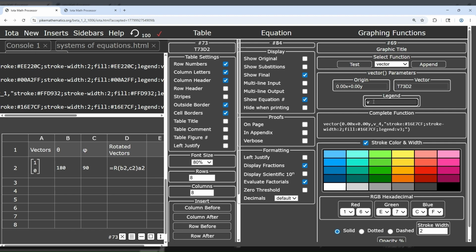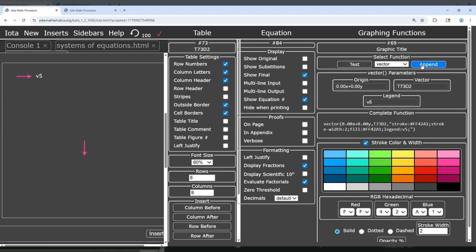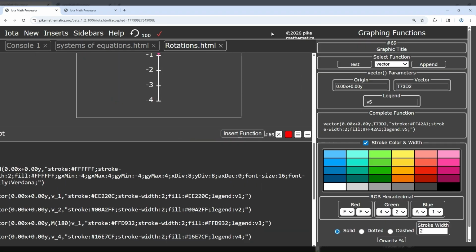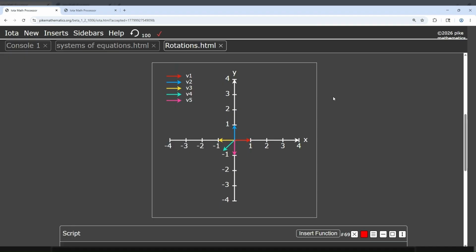I think we're up to vector 5 at this point. We'll make it pink. And I'm going to test this. Look at our graph. There it is. I'm going to append it. I'm going to close all these because it's getting a little congested. All right, so there's all our rotated vectors.